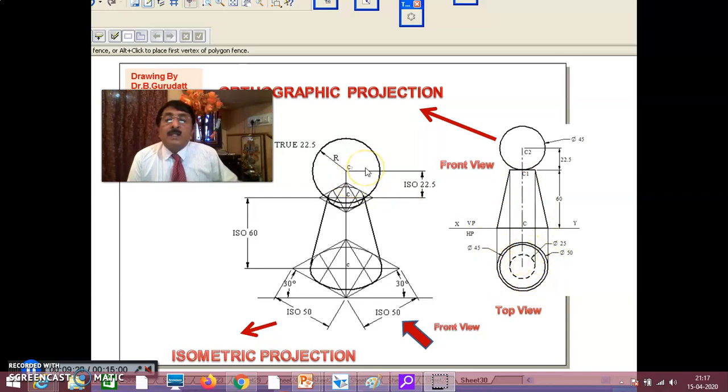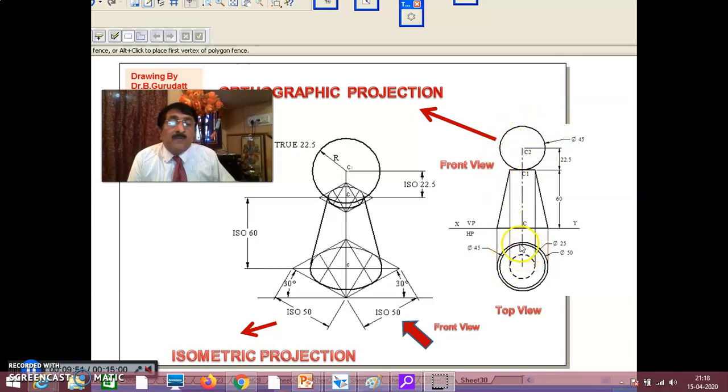Then you concentrate on the top solid. Top solid, front view complete. Front view from C1 to C2, you draw from C to a center. It is 45 radius and true 22.5. Actually, actual 45. Okay, never worry about scale in orthographic. 45 actual. You draw one circle.